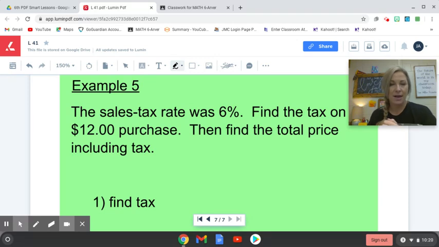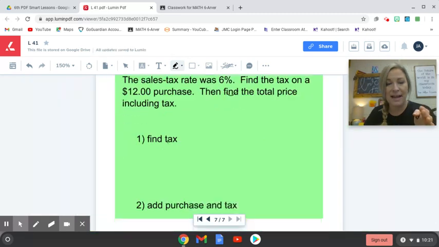There's a certain percentage of sales tax. So look at this example here. The sales tax rate was 6%. Find the tax on a $12 purchase. Then find the total price, including tax. This is a multi-step problem. If I zoom out, you can see that they've actually broken this down into 2 steps. They said find the tax and then add the purchase and the tax together. So please try these 2 steps together. They're both really important, and unpause your video when you're ready to check your work.